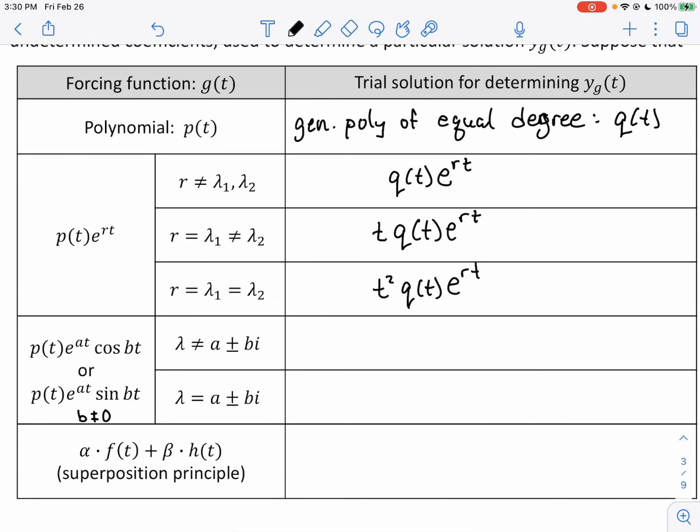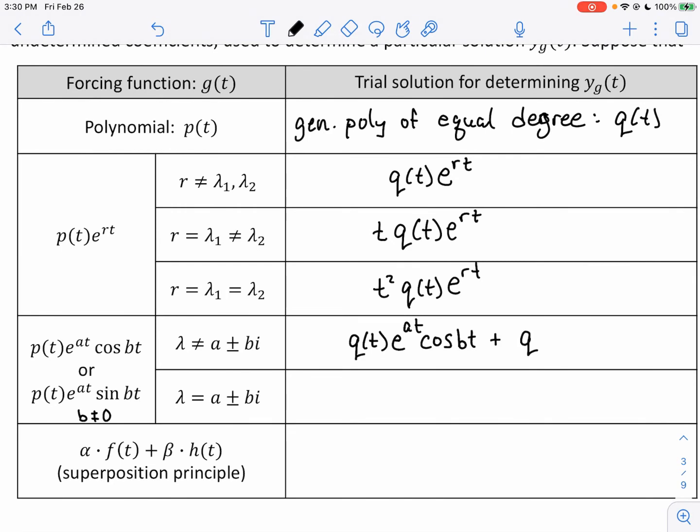You're going to do an arbitrary polynomial of equal degree as the p of t polynomial here, so I'm doing q of t, times e to the at times cosine of bt, plus another polynomial, so I say q1 and q2, another arbitrary polynomial of equal degree, times e to the at times sine bt. So we start to get much more complicated in setting up our trial solution.